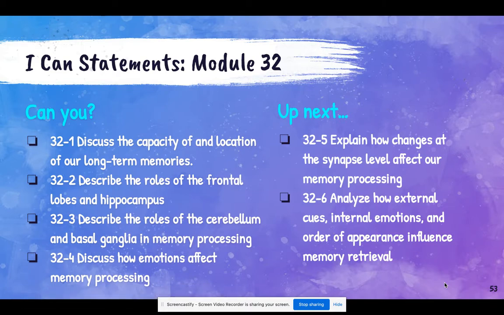Our next video is going to look at the neural storage of memories. So where do those actually exist? And then it's also going to look at retrieval, the final step in our process. How do we get information out of our long-term memory once it's in there?